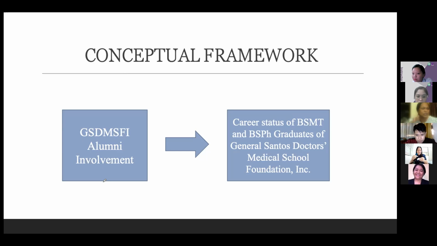Yung comment ko ma'am doon na sa chapter 3 ma'am on the discussion. Ma'am, can I have some comment with the conceptual framework? Would it be good na the independent variable, it should not be the GSMSFI alumni involvement, but it should be more on the institutional outcomes and values that would, ano ba yung ano natin, tingnan mo. I-check natin ma'am B, ang conceptual framework.